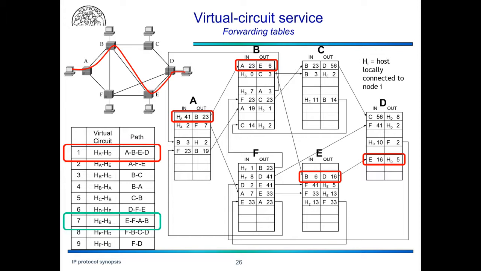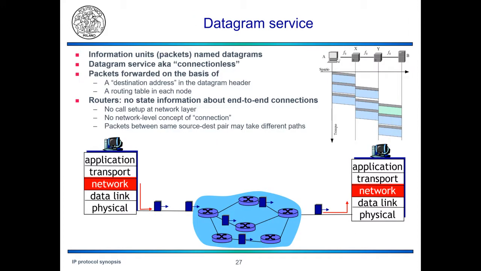This is another example where you have this virtual circuit number 7 in the column. That is the path and the corresponding entries in the virtual table. So when you have the forwarding tables of all the nodes, by looking at the forwarding tables, it is also possible to find out what is the list of the virtual circuits that are active and their path. So this is the virtual circuit service.